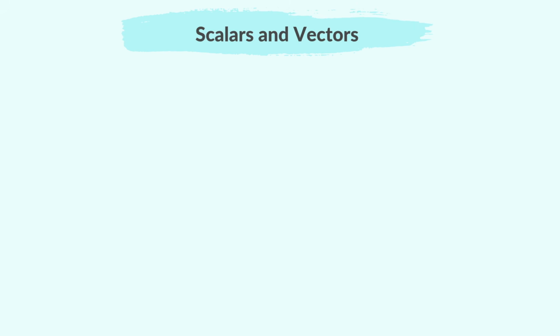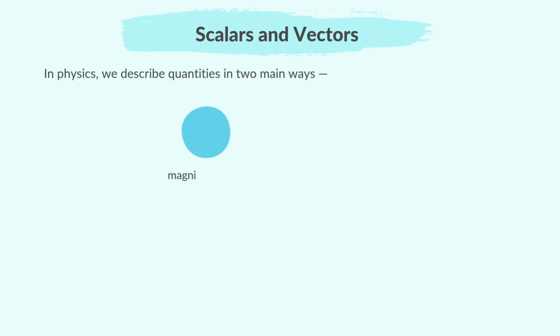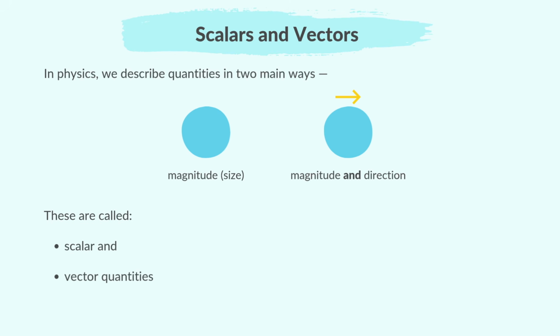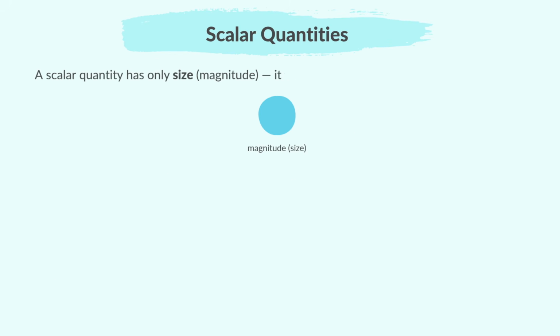Scalars and vectors. In physics, we describe quantities in two main ways. Some only tell us how much, while others tell us how much and in which direction. These are called scalar and vector quantities. A scalar quantity has only size or magnitude. It tells you how much but not which direction.